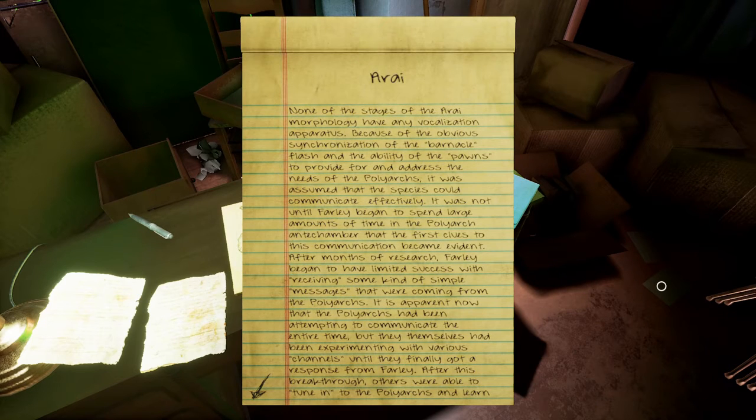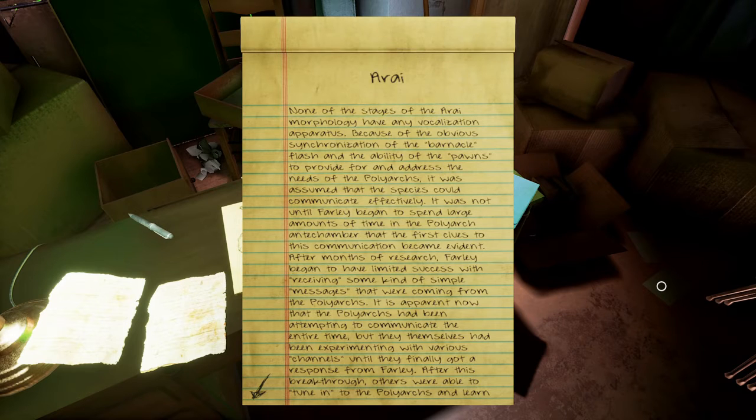Array. None of the stages of the array morphology have any vocalization apparatus, because of the obvious synchronization of the barnacle, flash, and the ability of the pawns to provide for and address the needs of the polyarchs. It was assumed that the species could communicate effectively. It was not until Farley began to spend large amounts of time in the polyarch antechamber that the first clues to this communication became evident.